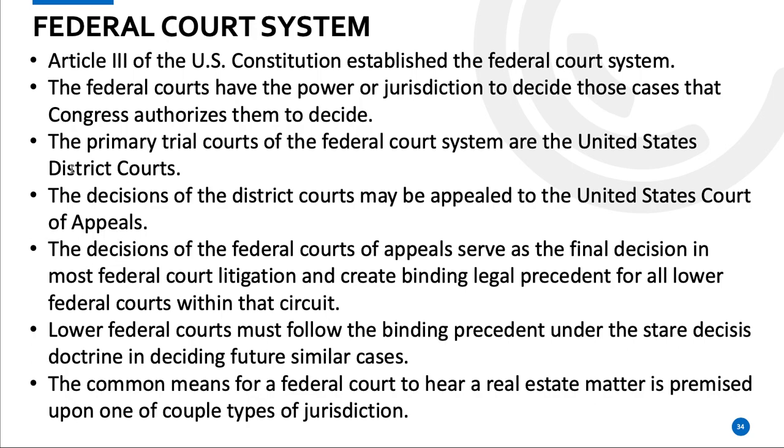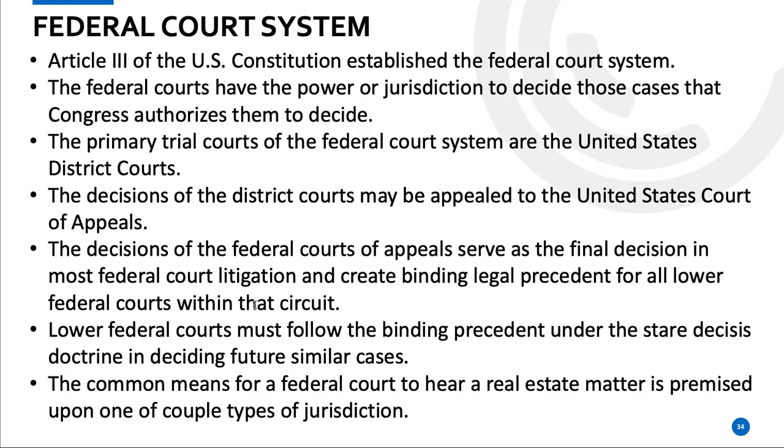On the federal level, we have the U.S. district courts. The decisions of the district courts may be appealed to the U.S. Court of Appeals, and then from there they would go to the U.S. Supreme Court. The decisions of the federal courts of appeals serve as the final decision in most federal court litigation and create binding legal precedent for all lower federal courts within that circuit.